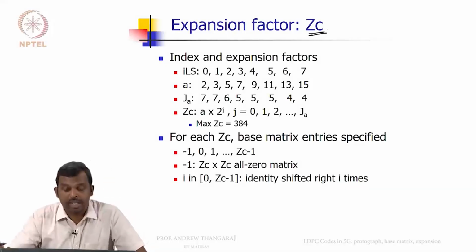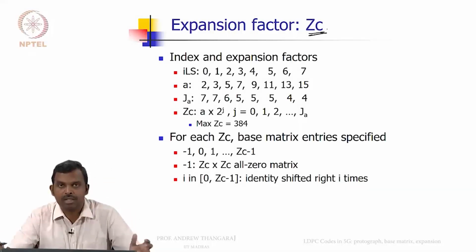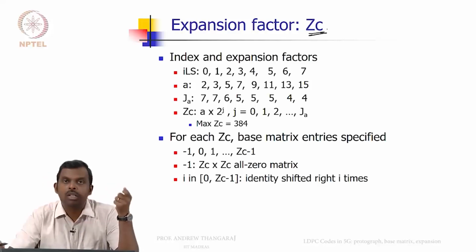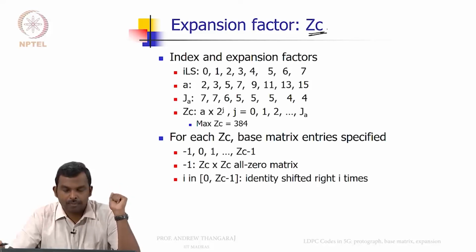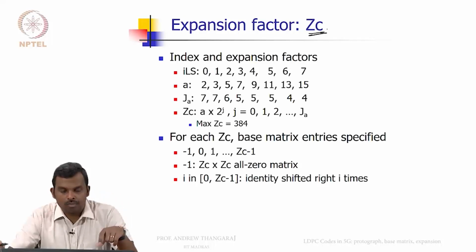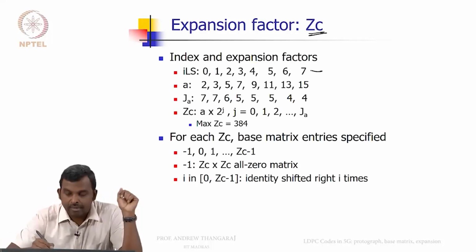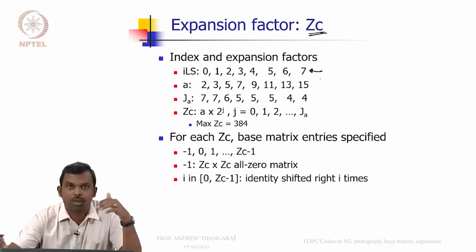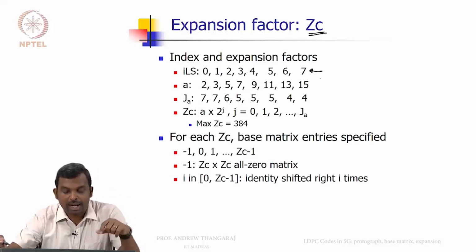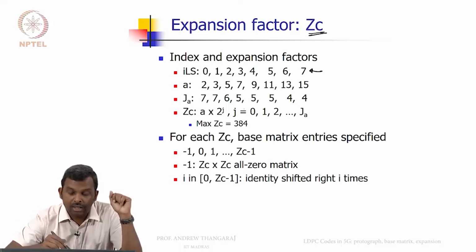Now the expansion. The base matrix I told you has size 42 by 52, 46 by 68. That is the base matrix size. Now there's something called the index, which is ILS in the standard. It's just a way to order the expansions. And then there are two factors here which control the expansion. There is a factor called A, and a factor called J, and the expansion is A into 2 power J, for J going from 0 to 7. So there are a lot of expansions possible.